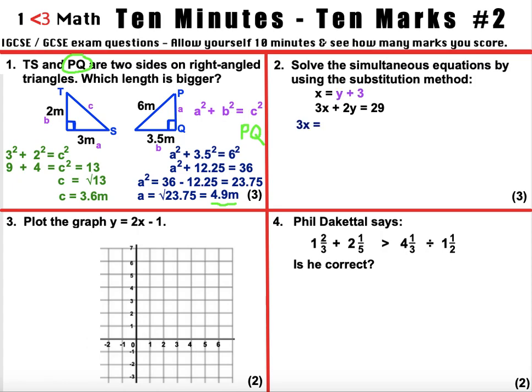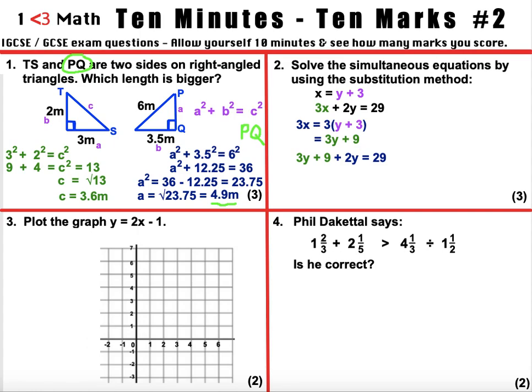So 3x is basically times-ing the first equation by 3. So I'm going to do 3 bracket y plus 3, and that's 3y plus 9. So I've multiplied the first equation by 3, and in place of the 3x, I can now write 3y plus 9. That gives me 3y plus 9 plus 2y equals 29.